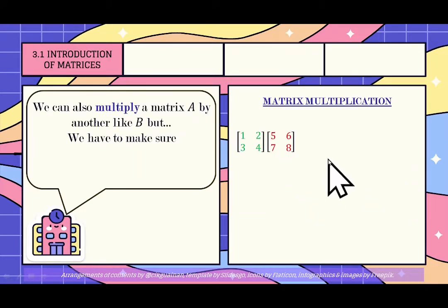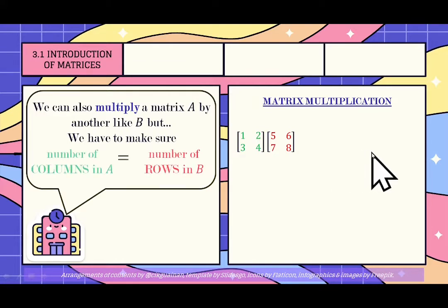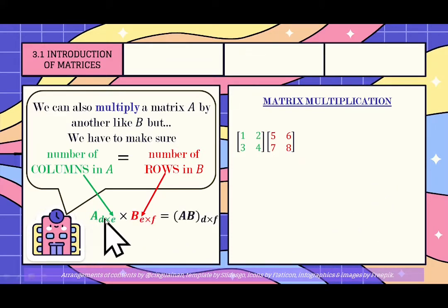We can multiply matrix A by another matrix, but we have to make sure the number of columns in A equals the number of rows in B. In other words, the number of columns in the first matrix must equal the number of rows in the second matrix. This determines the order of the product matrix.